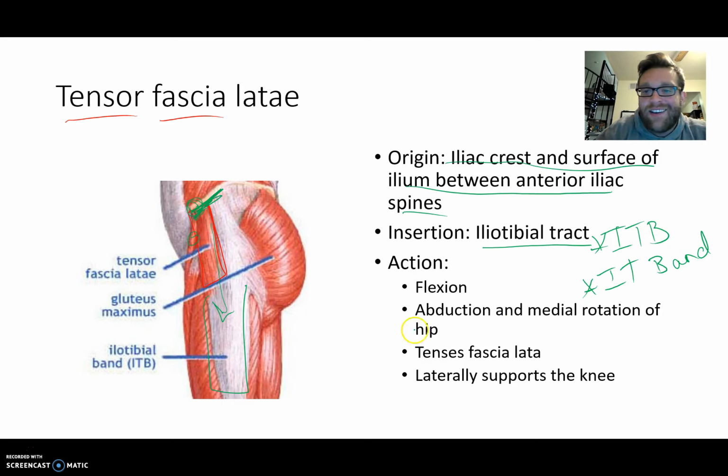As for actions, it does a lot of different things, but its name implies exactly what it does. It tenses the fascia lata. It tenses this fascia, and lata is lateral, so this lateral fascia. It pulls on this stuff right here. The tensor fascia lata, again, is a small muscle. It helps support the knee. It provides a lot of stabilization.